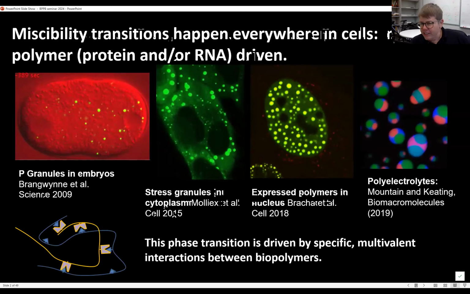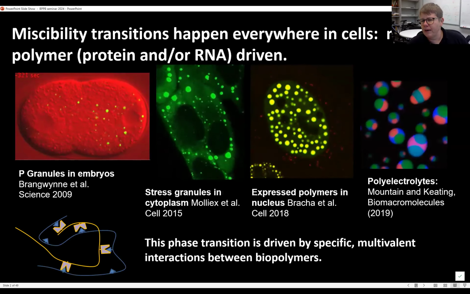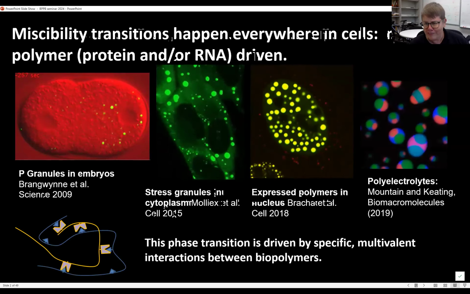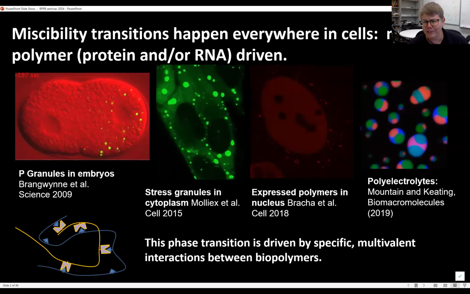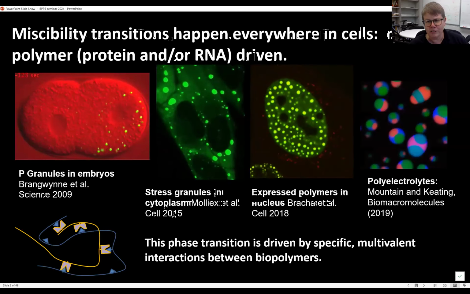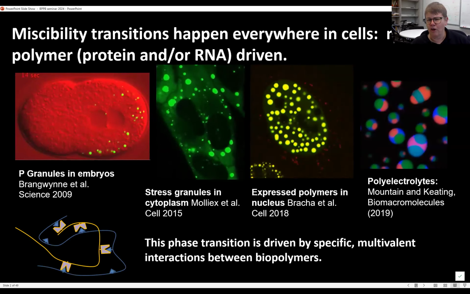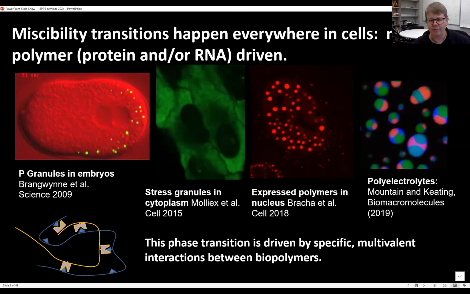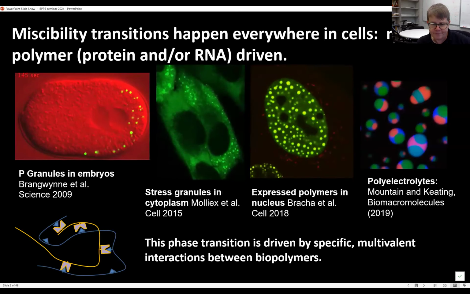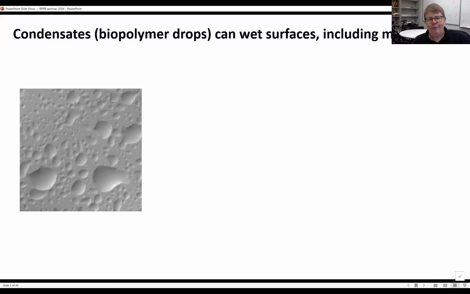These phase transitions that happen in cells are driven by standard polymer physics ideas. These are biopolymers that condense because there are multivalent interactions between them. And it follows all the rules that you would expect from a polymer physics perspective. So the talk today is about thinking about how these condensates, these biopolymer drops, interact with surfaces.